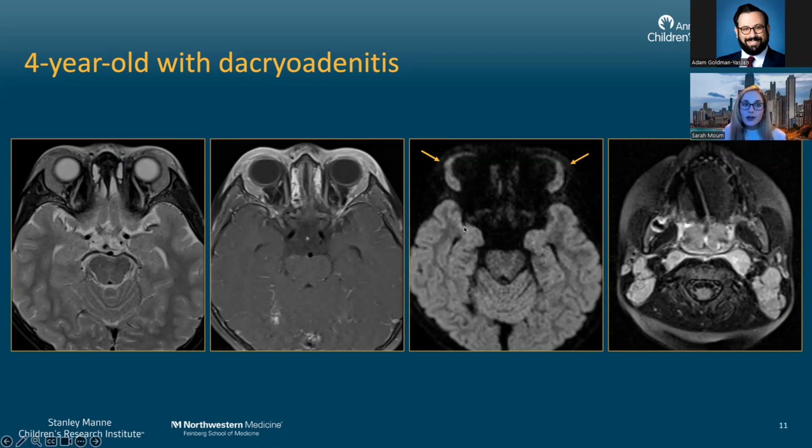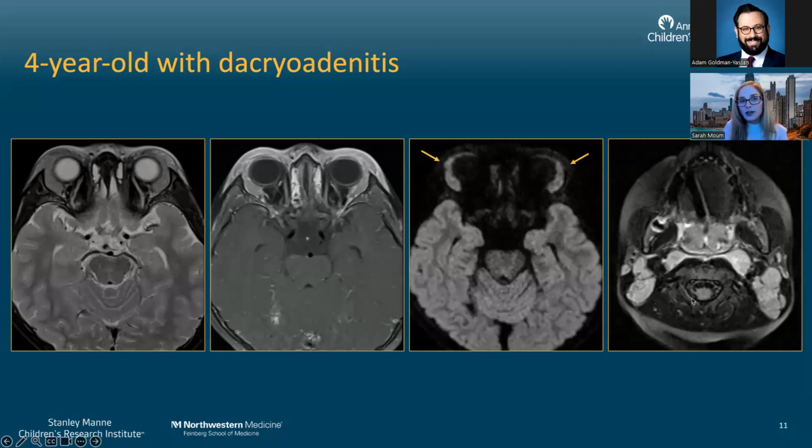The arrows on the DWI image help show this marked prominence of the glands within the orbit superiorly, the lacrimal glands. Again, consistent with dacryoadenitis, which is what they were worried about based on the patient's eyelid swelling and their symptoms and physical exam findings. So just a nice prominent example of this. I think the DWI, while these glands do tend to have restricted diffusion, just helps accentuate the abnormal enlargement of the structures.